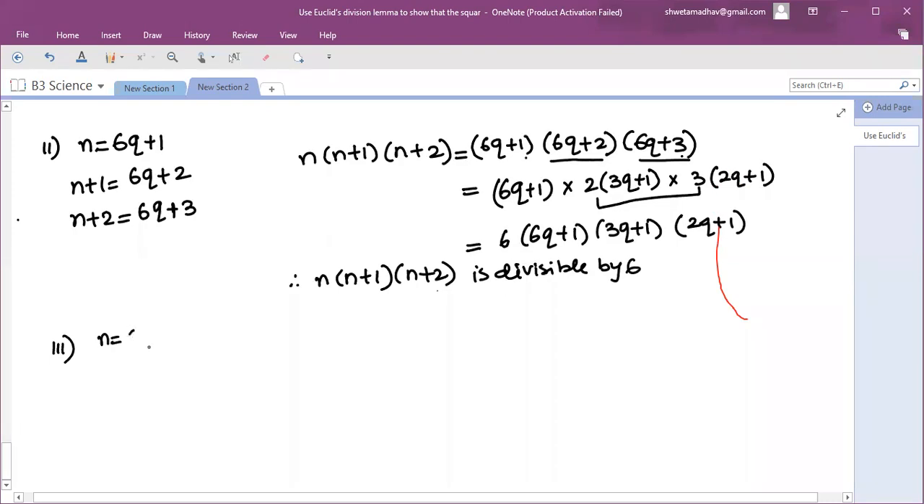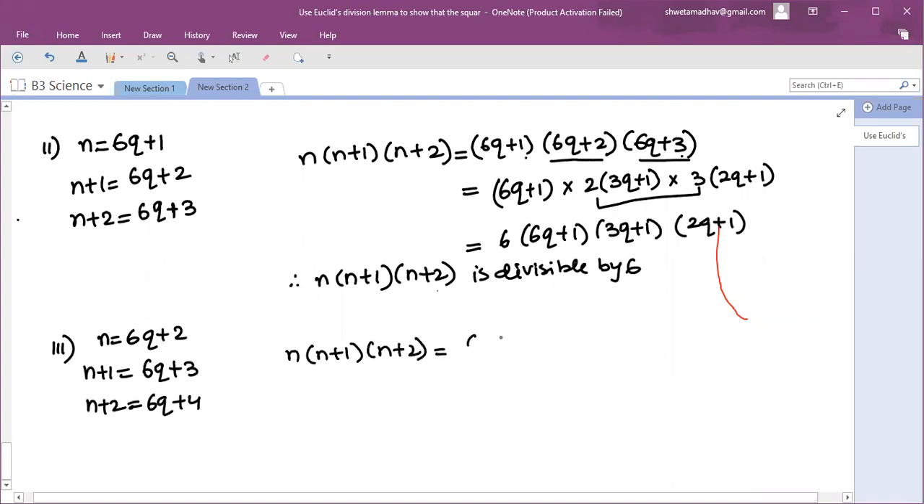Okay. So n is equal to 6q plus 2. Then n plus 1 is equal to 6q plus 3. And n plus 2 is equal to 6q plus 4. Now take the product. N into n plus 1 into n plus 2. That is equal to 6q plus 2 into 6q plus 3 into 6q plus 4.